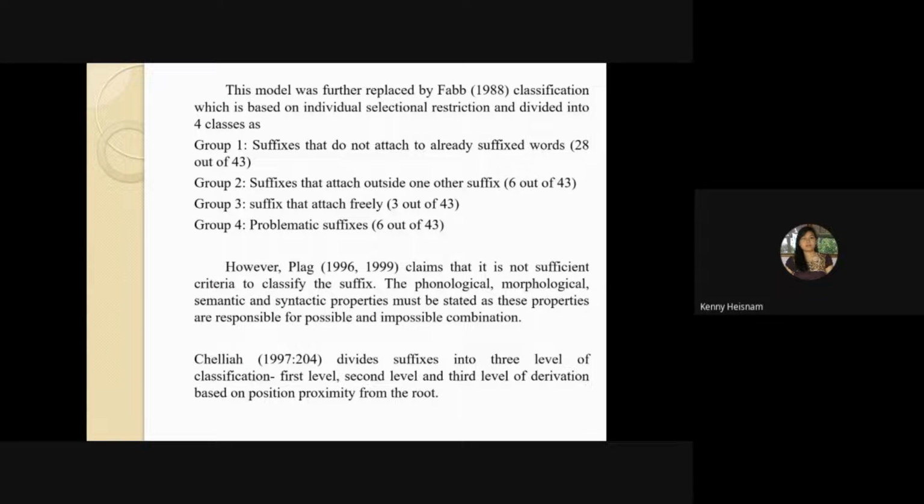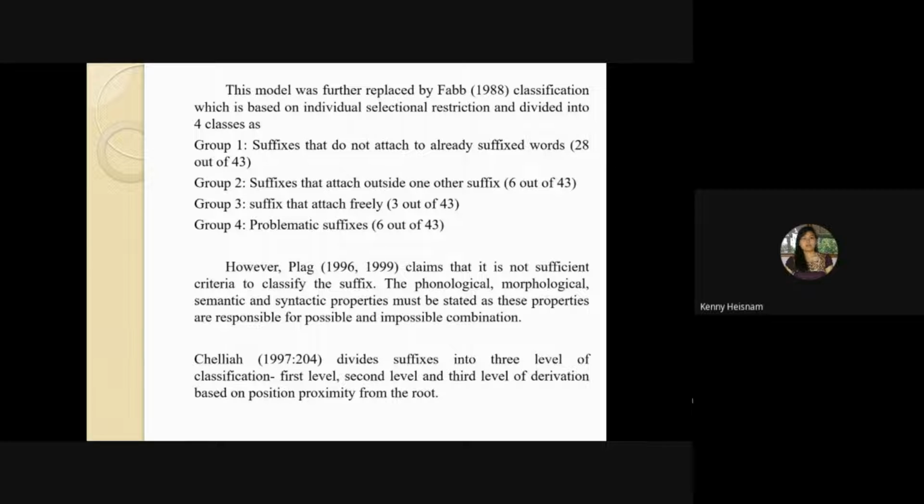But this model was further replaced by Fabb in the year 1988, which is based on individual selectional restriction, and it is divided into four groups. In group 1, suffixes that do not attach to an already suffixed word; he found 28 out of 43. Group 2, suffixes that attach outside one other suffix. Group 3, suffixes that attach freely. And the fourth group is the problematic suffixes, which are difficult to define and identify.